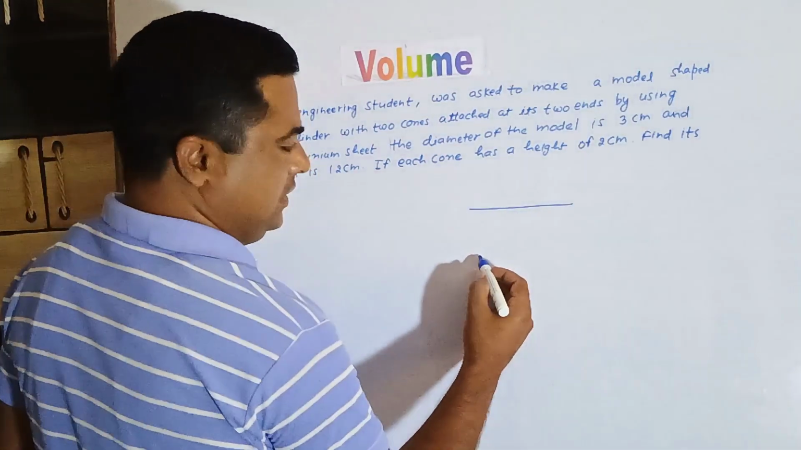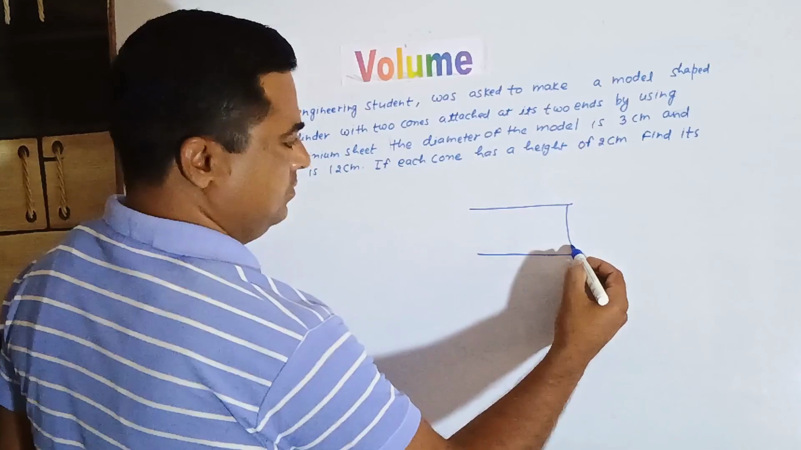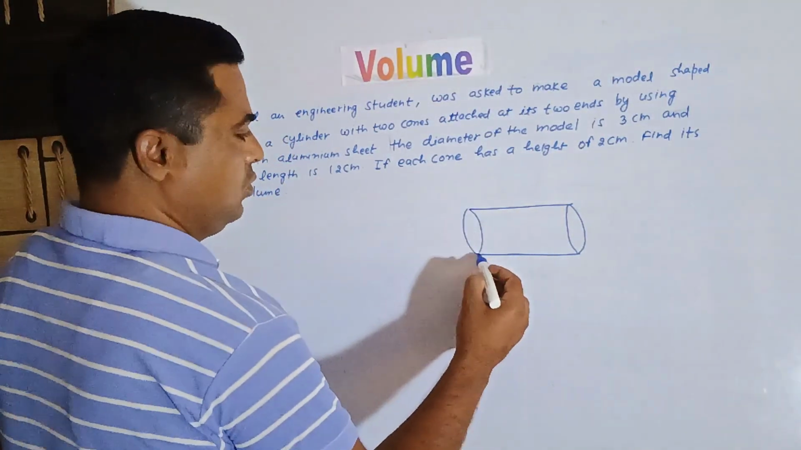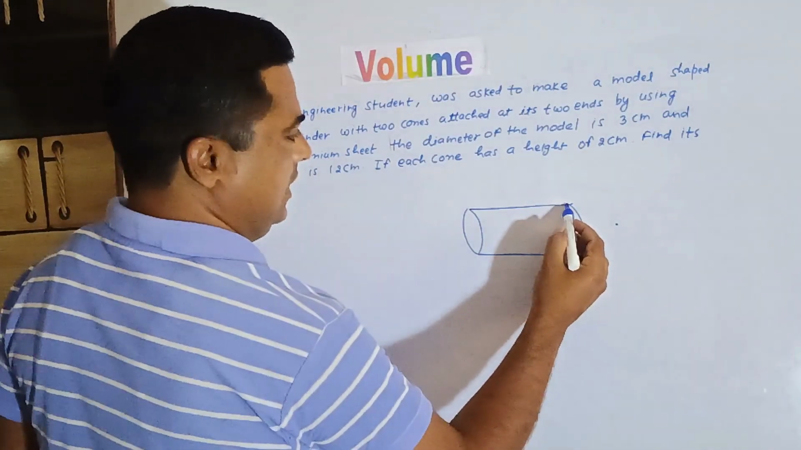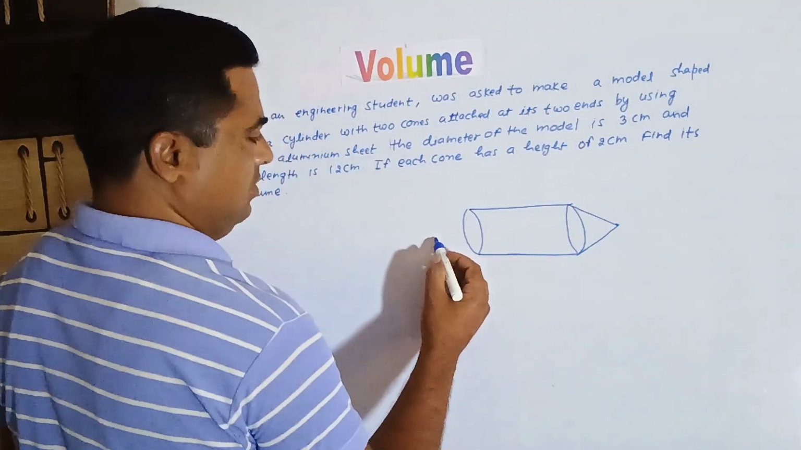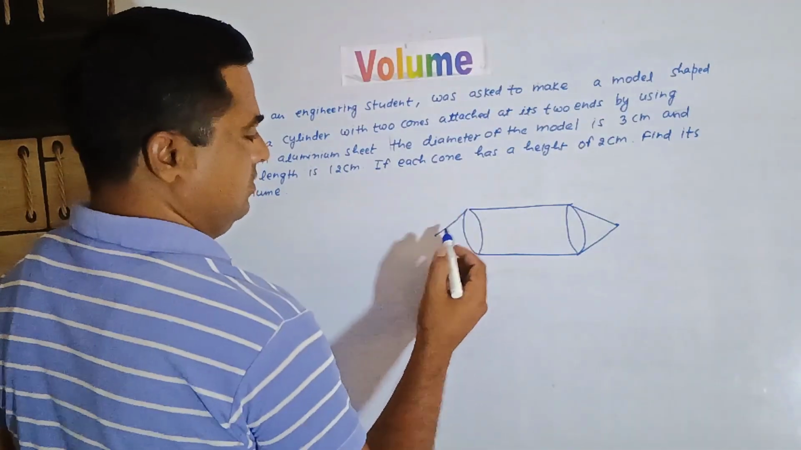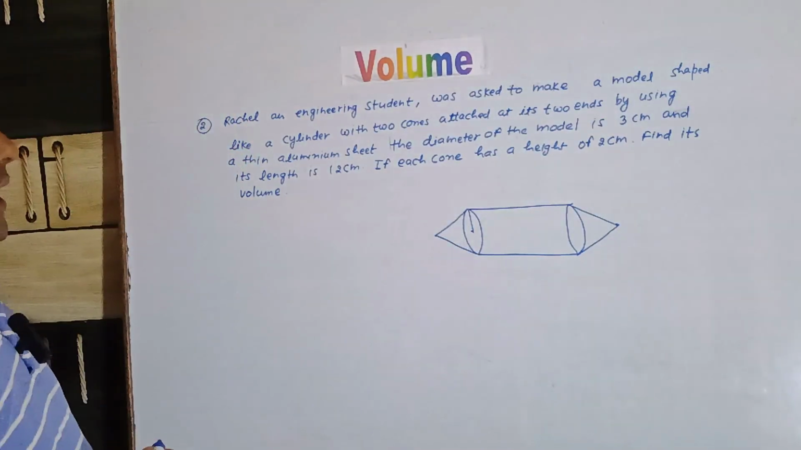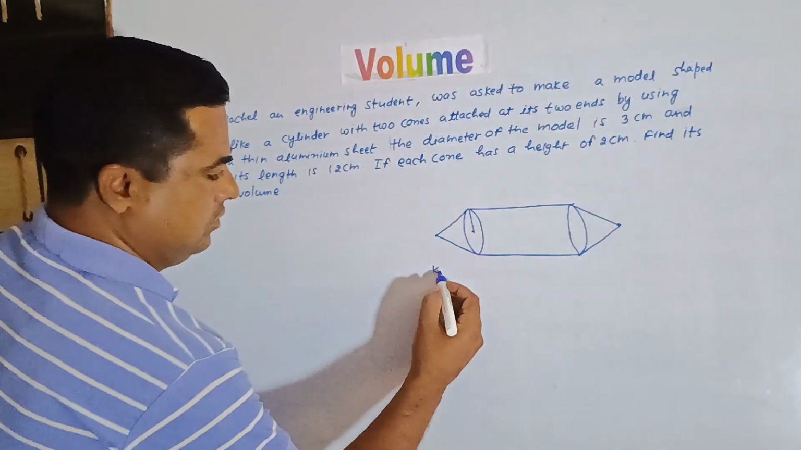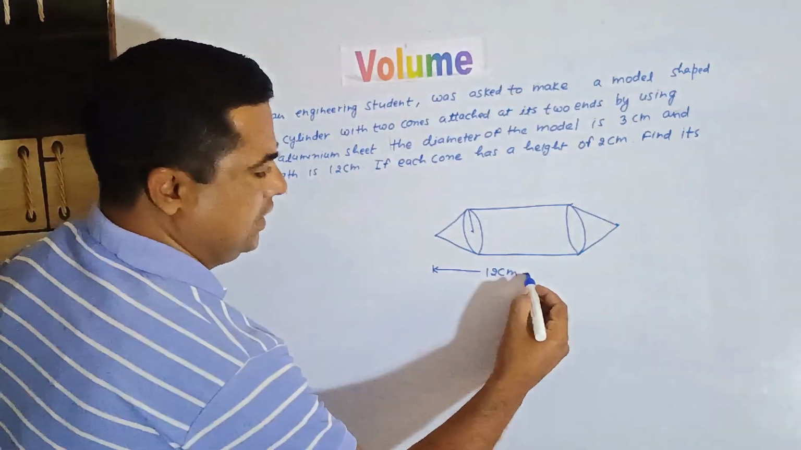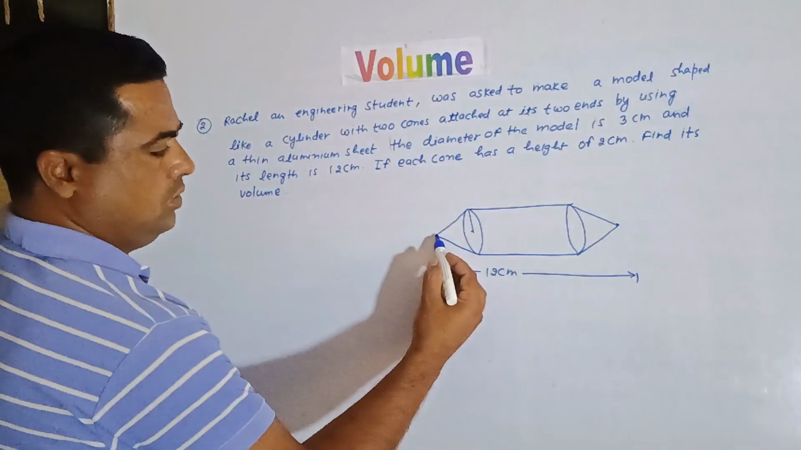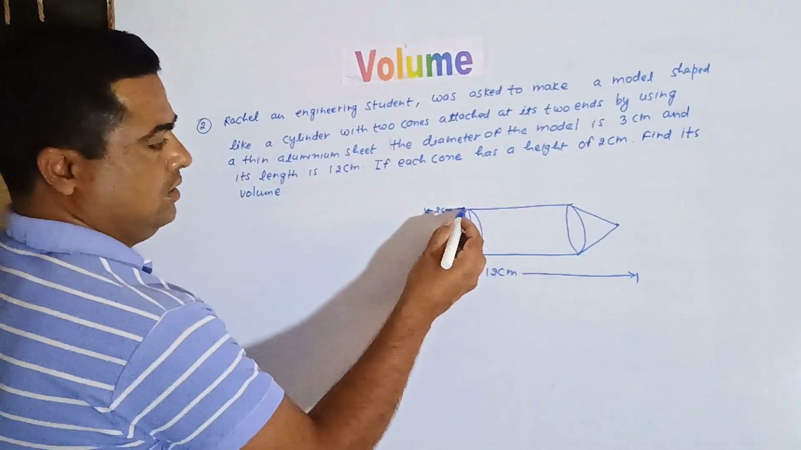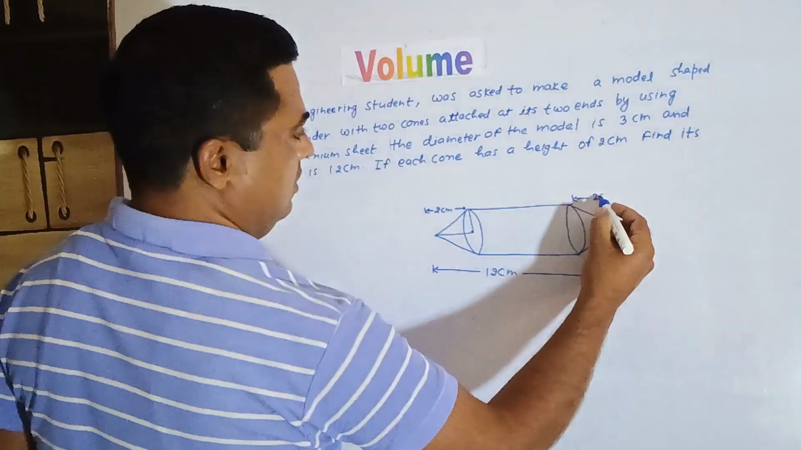They are saying an engineering student is making a model, and we have a cylindrical part, and there are two cones attached on both the ends like this, and radius is given here, and total length of the model is given here. What is the total length of the model? Total length of the model is given here, 12 centimeter, correct? And what is the height of this cone? This is 2 centimeter. So students, we are writing here 2 centimeter. This height is also 2 centimeter.